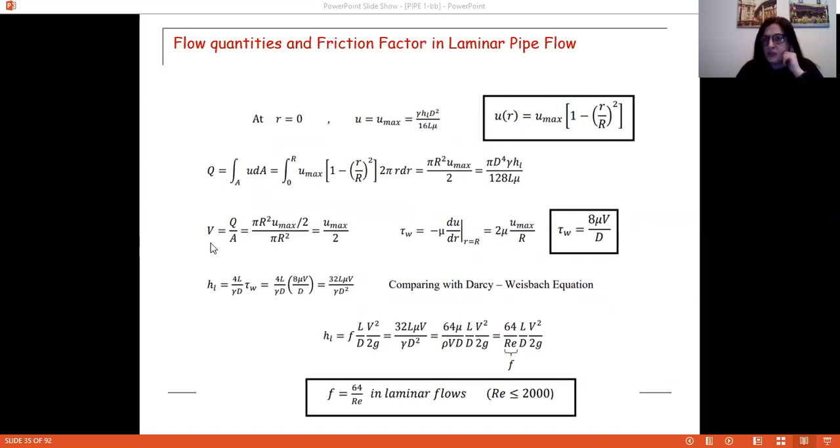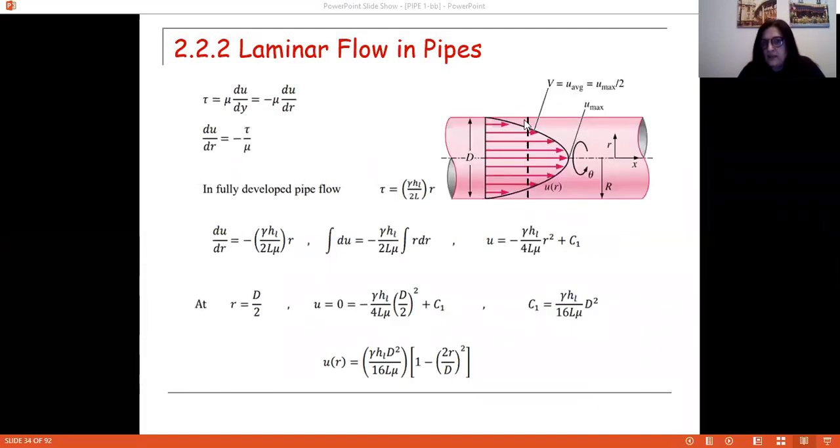So the average velocity by definition is nothing but the total discharge divided by the cross-sectional area. What was discharge? Pi R squared U max divided by 2, divided by area, which is pi R squared. They will cancel each other and we end up with average velocity being equal to half of the maximum velocity at the center line. So here, that V, the average velocity, is nothing but half of this maximum value.